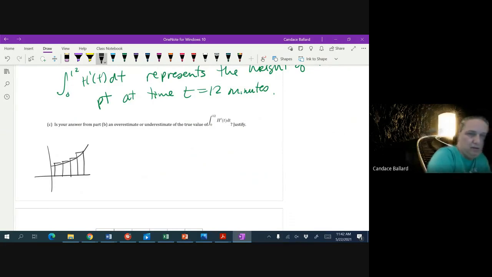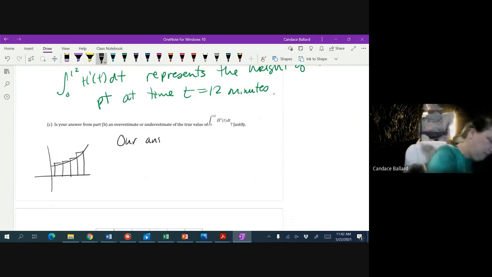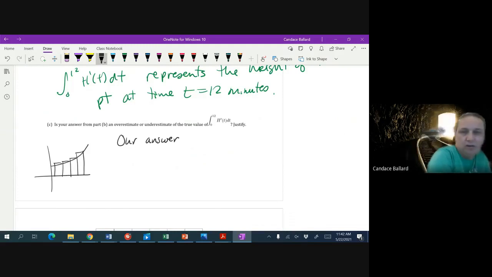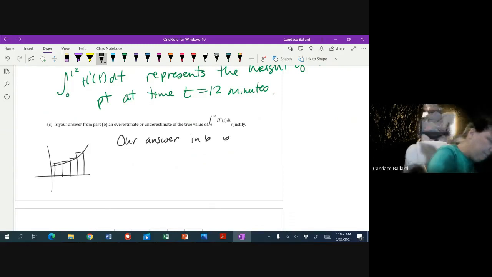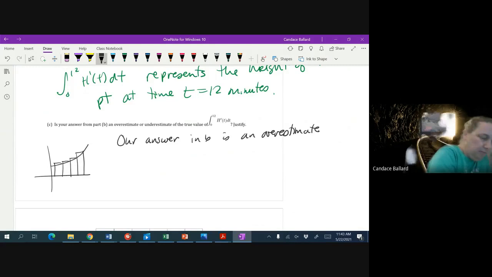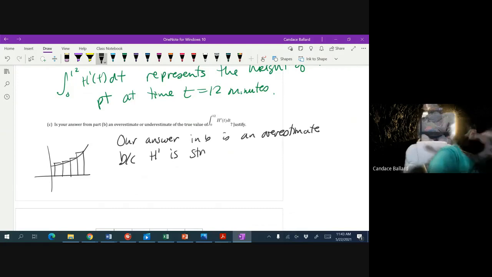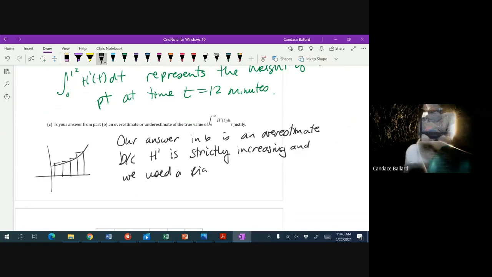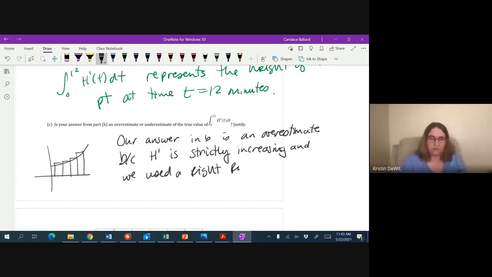So I would say our answer, and sometimes they put these together in one part, in B, is an overestimate because h prime is strictly increasing. I added the word strictly in. Strictly increasing. And we used a right Riemann sum. And for those students who are confused by the word strictly, that just means it's always increasing.